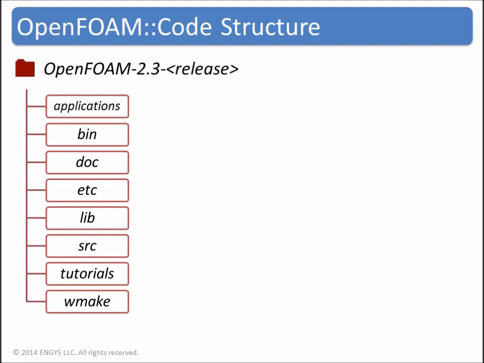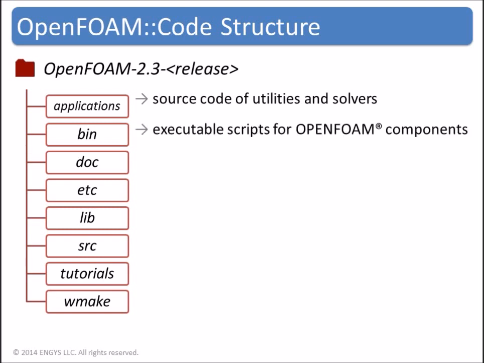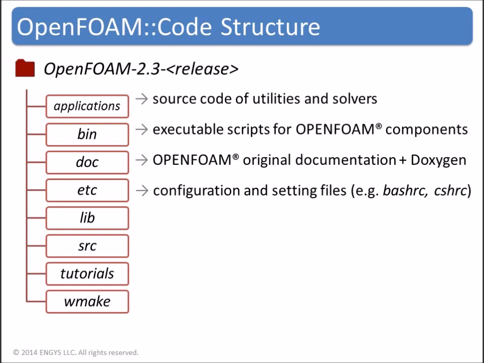The OpenFOAM library has several main subfolders. The first one being application, which holds all of the source code of the utilities and solvers. Bin, which holds executable scripts for OpenFOAM components. Doc, it's the original documentation for OpenFOAM, so there's a user's guide and a programmer's guide and some Doxygen files, which will help you figure out the class structure and how the classes are related to each other. etc are configuration and settings files.